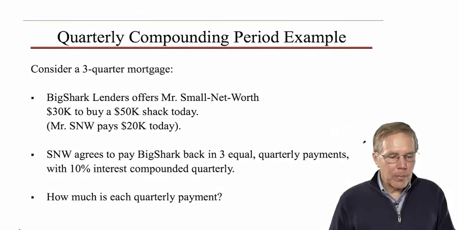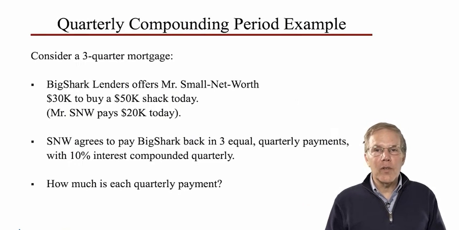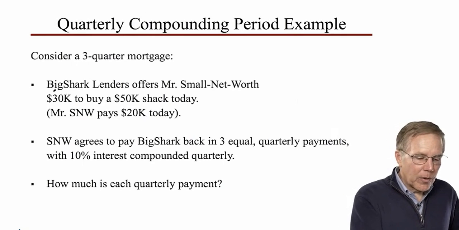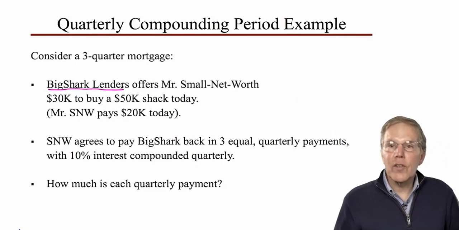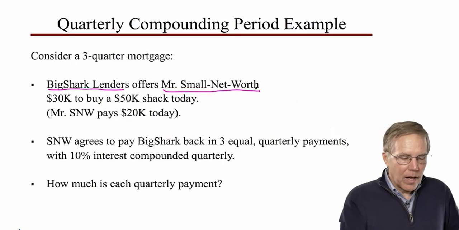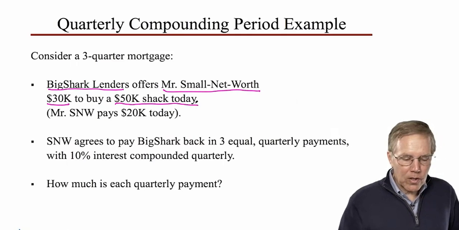So let's do an example. Let's consider a 3-quarter mortgage. Okay, so it's going to be a really short payback mortgage that happens in 3 quarters. So out there in the big bad world, Big Shark Lenders offers Mr. Small Net Worth this mortgage loan. Okay, they'll loan him $30,000 to help him buy a $50,000 shack today.